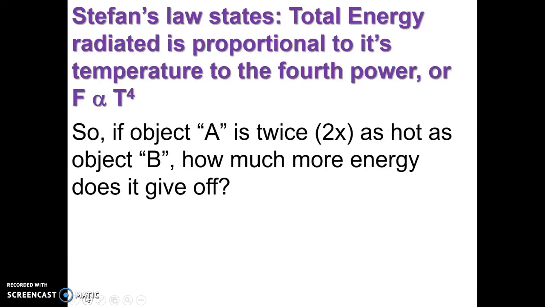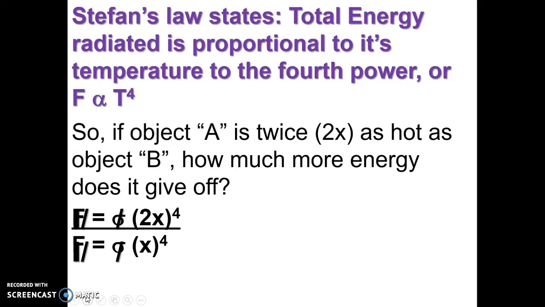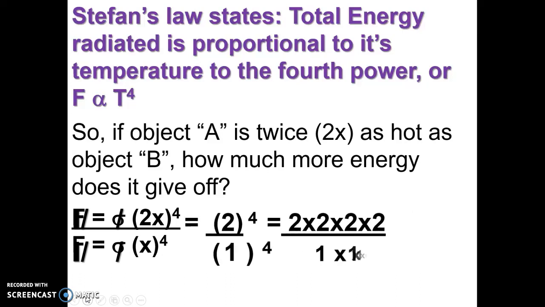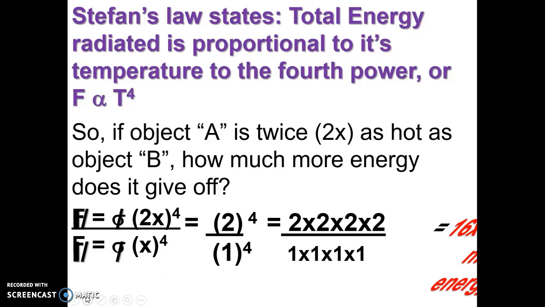So if an object is twice as hot, like I said, how much more energy does it give off? We'll plug it in. Cancel out the constants. The x's will cancel out. 2 to the fourth power is 16. 1 to the fourth power is 1. So it's 16 times more powerful. Boom. Know how to do that as well. That's one of the two types of questions you'll have on the test.